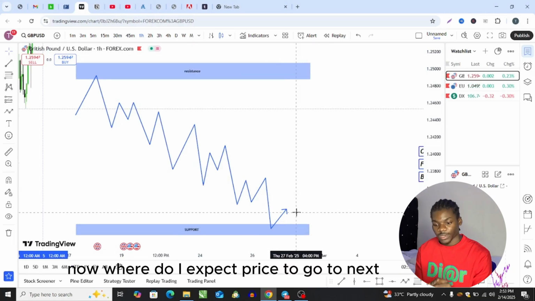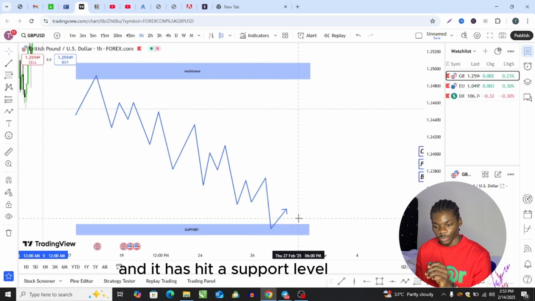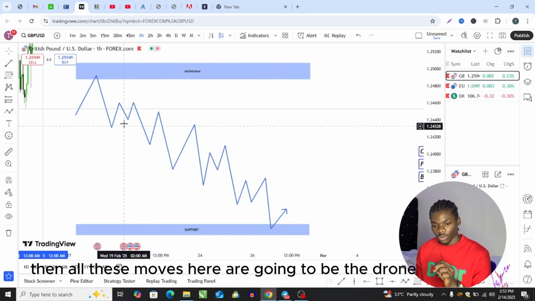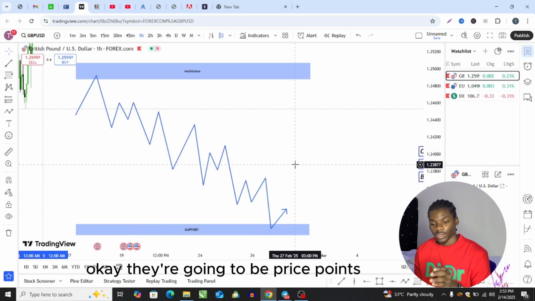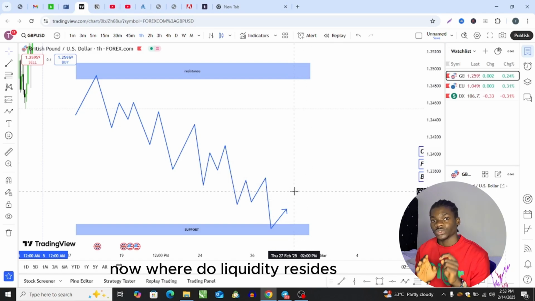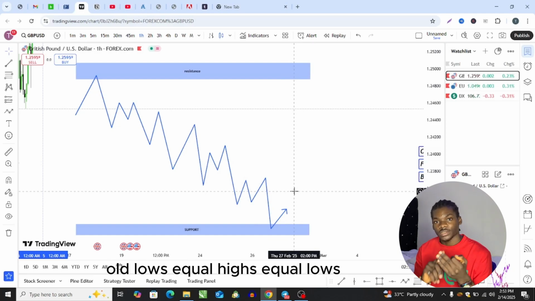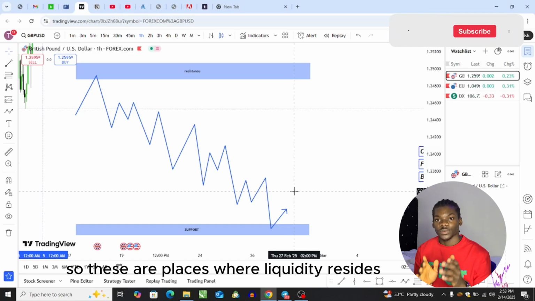Now, where do I expect price to go to next? Once price has been trading lower and it has hit a support level and we anticipate it to go higher, then all these moves here are going to be the drawn liquidity. They are going to be price points where price is going to go to next. Now, where does liquidity reside? Liquidity resides above old highs, old lows, equal highs, equal lows, liquidity voids. So these are places where liquidity resides.